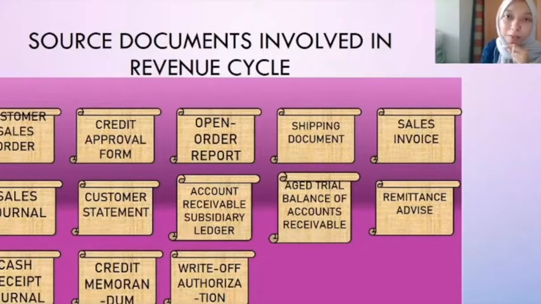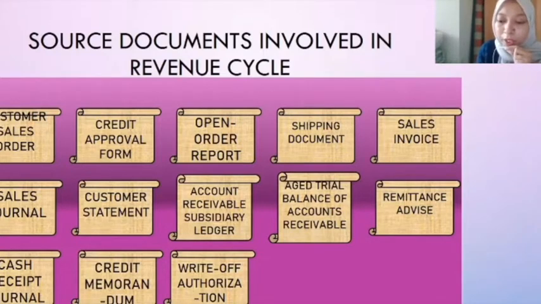And then I will continue to the sales journal. The sales need to be recorded in the accounting record. And customer statement. Customer statement is the details of sales, cash receipt, and credit memorandum transaction processed through the customer's account for the period. Account receivable subsidiary ledger contains an account and the details of the transaction with each customer.